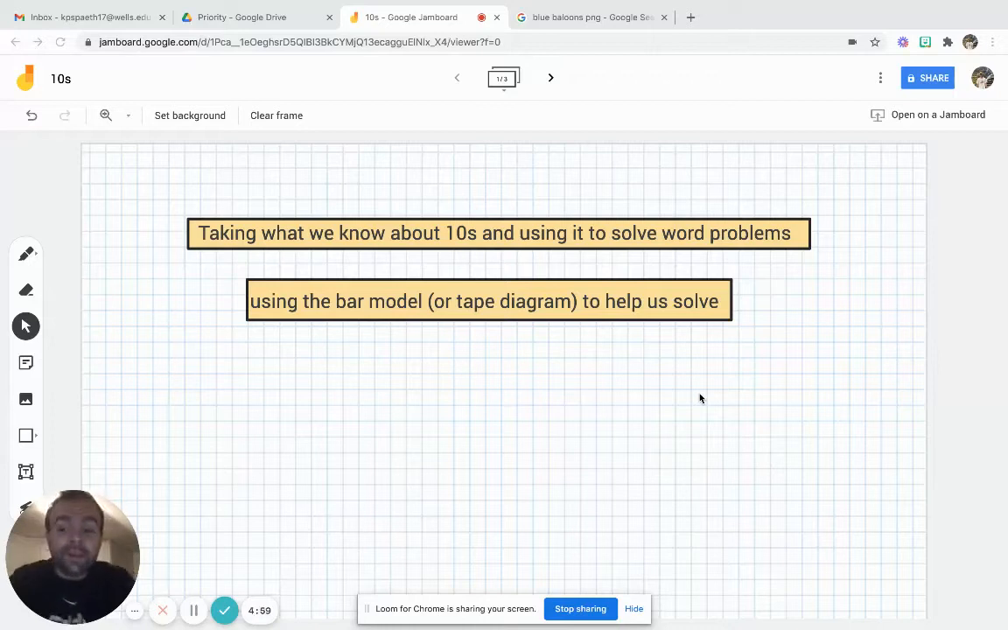Today we're going to keep looking at the number 10 and how important the number 10 is for us. I want us to remember what we talked about last time, about how the number 10 is kind of our base number for everything. We're going to use a bar model or a tape diagram. You might see it said both ways. We'll use 10 to solve some word problems. So we're going to just jump right into it.